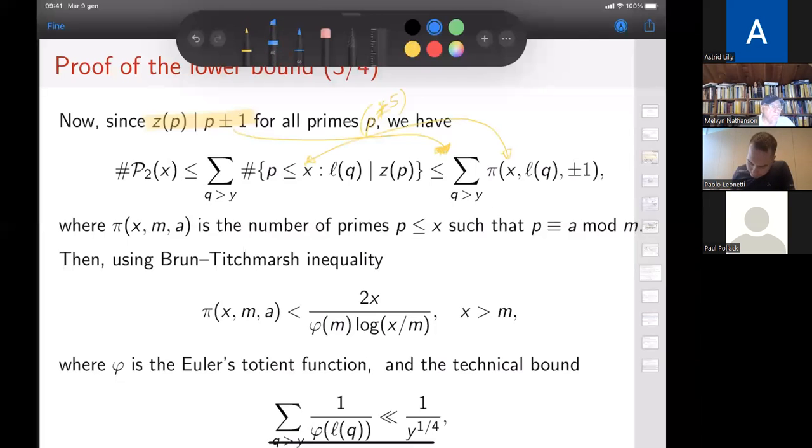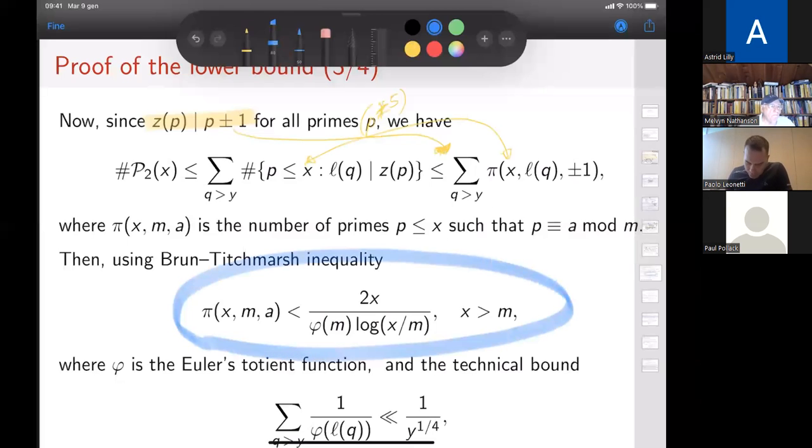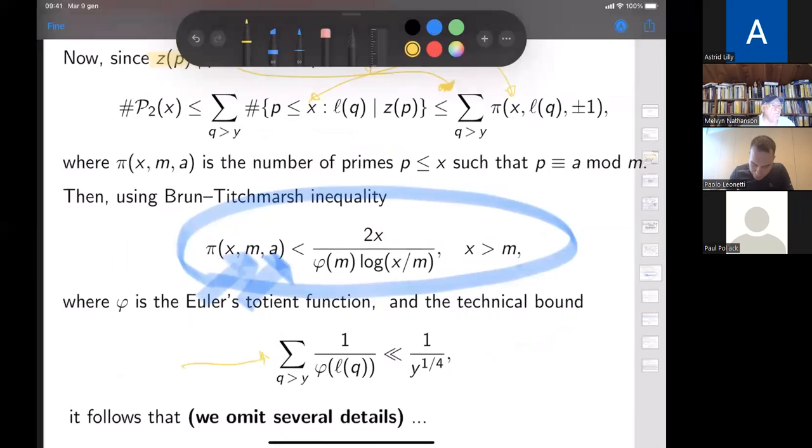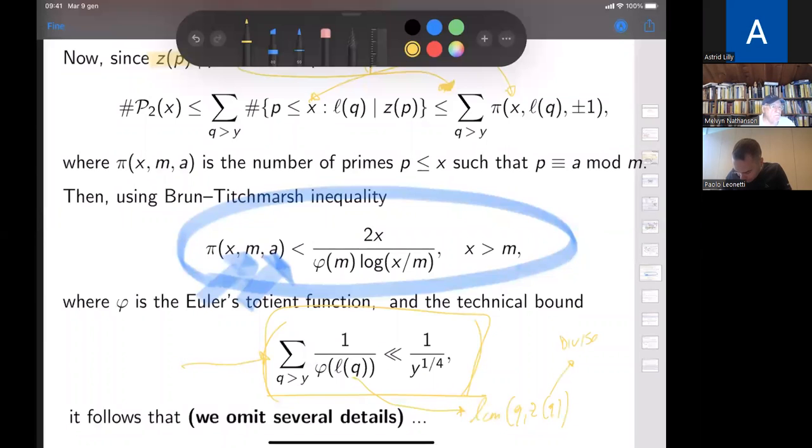At this point, we use a classical inequality for primes: the number of primes that give remainder A modulo M is smaller than 2x divided by phi of m times log of x divided by m, where phi is the Euler function. And moreover, we are going to use also this bound here that I'm going to skip the proof. Well, here we remember again that the definition of L of Q is the least common multiple between Q and Z of Q. And this is a divisor of Q plus 1 or Q minus 1. So Q and Z of Q have to be coprime, so the least common multiple is simply, for every prime Q bigger than 5, just the product Q Z of Q.